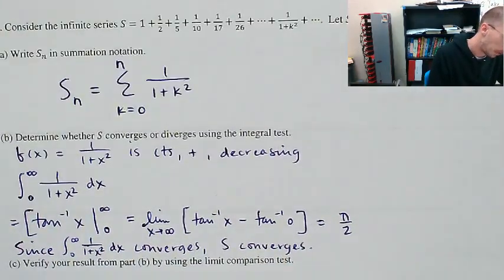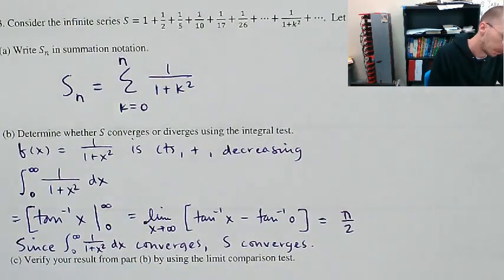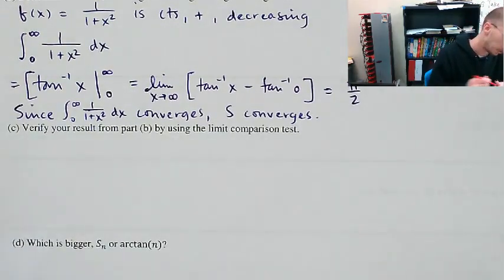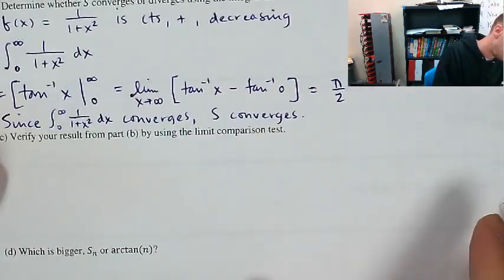Now we're going to verify the result from part B using the limit comparison test. I didn't think of that, and that would have been much easier. But I guess that's the point, that we're going to do all of that. All right. Next question's a good one. All right, using the limit comparison test.